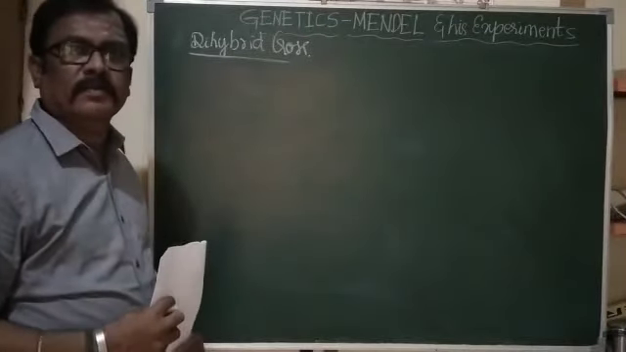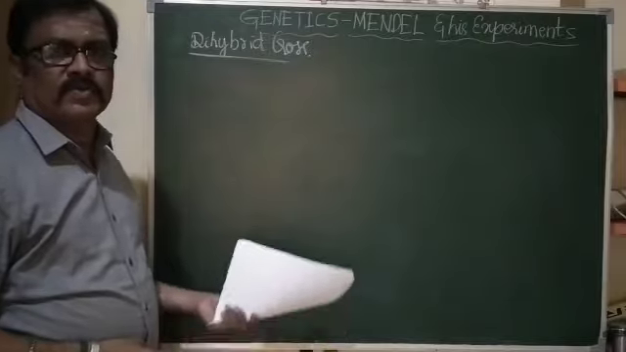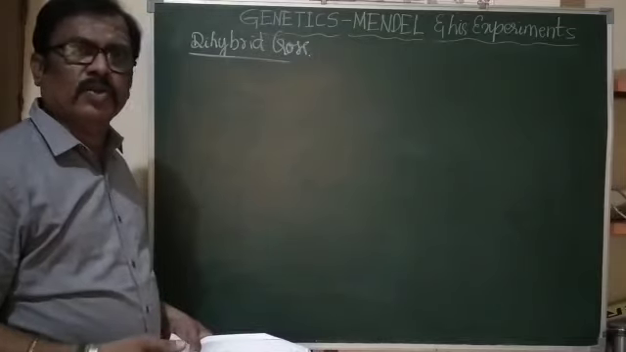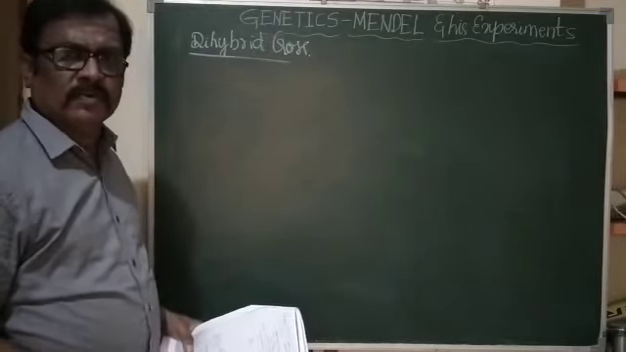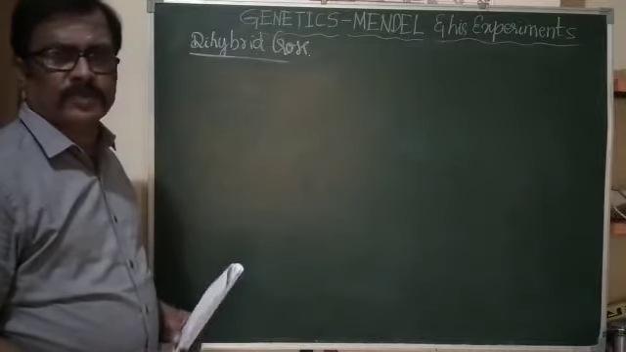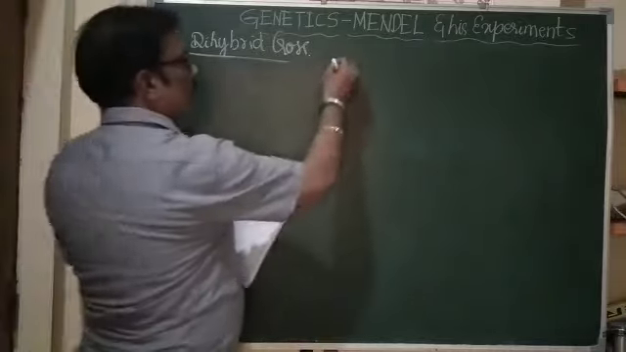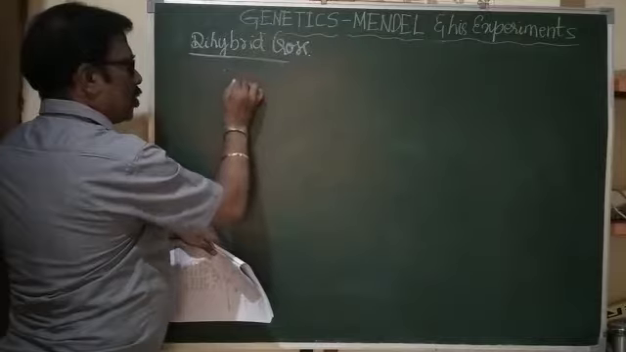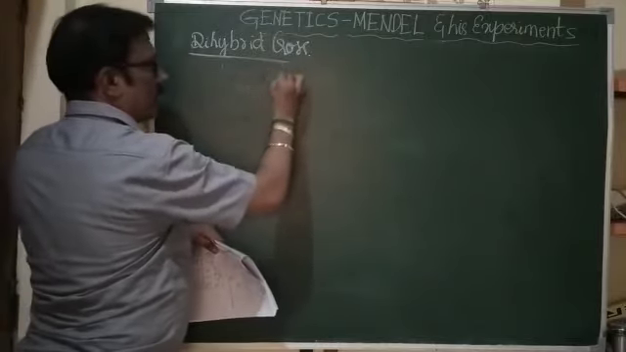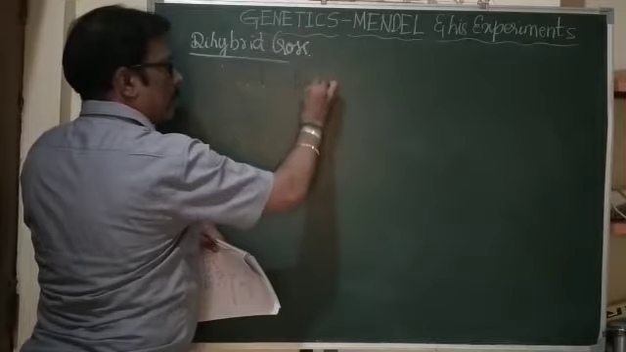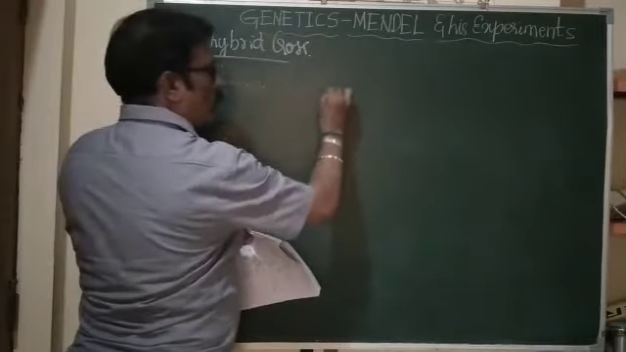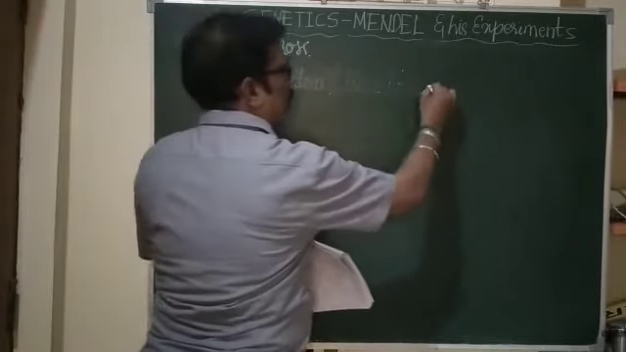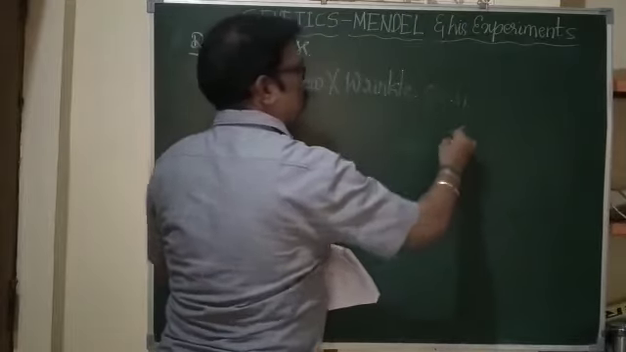In the previous video, we came to know the definition of dihybrid cross. That is the cross which involves two pairs of contrasting characters. The example taken is pea plant, where the shape of the seed round with color yellow is dominant, with wrinkled shape and green color which is recessive.